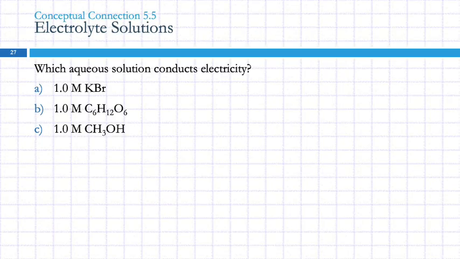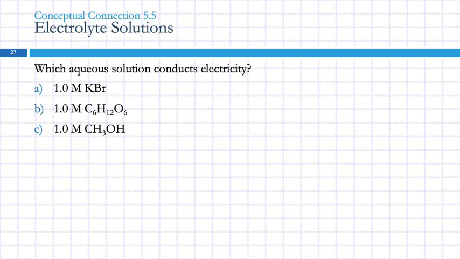Which aqueous solution conducts electricity? What the heck, right? Okay, you have the information to answer this question. You have the knowledge. We learned how to recognize ionic compounds and acids and molecular compounds, right? Which of those compounds can conduct electricity when dissolved? Acids and ionic compounds. Molecular compounds cannot.